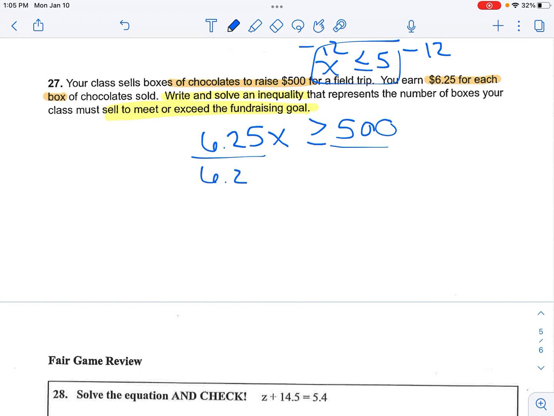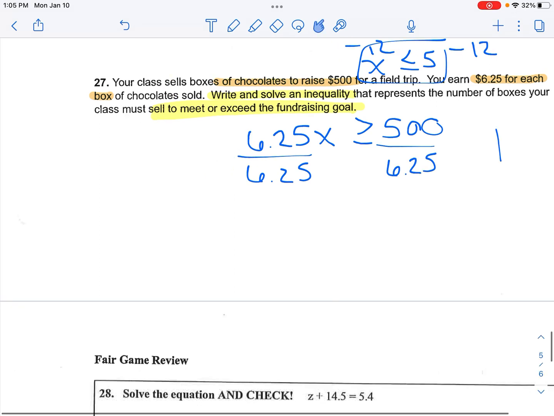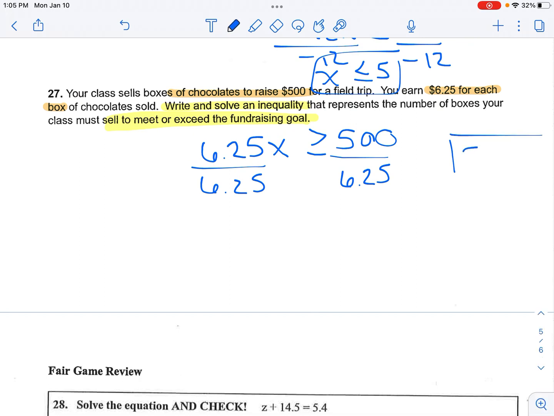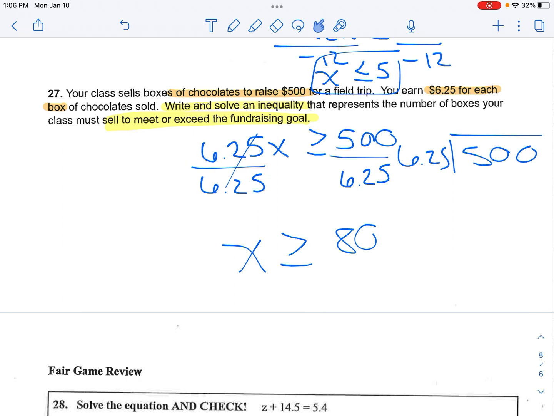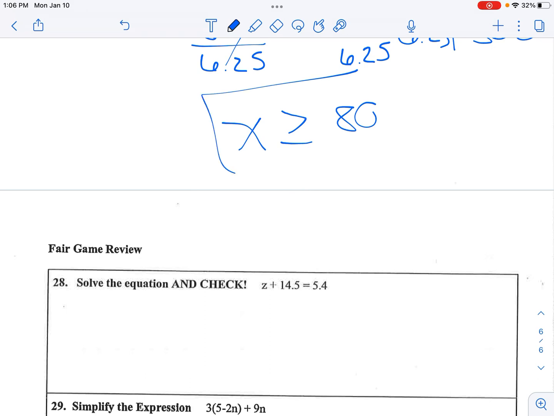Divide by 6 25/100ths. That should have come out to be, going to use my handy dandy calculator here for a second. Oh, it does come out to exactly 80. Wasn't sure if you were going to have to round on that one. So you need to sell at least 80 boxes of chocolates.